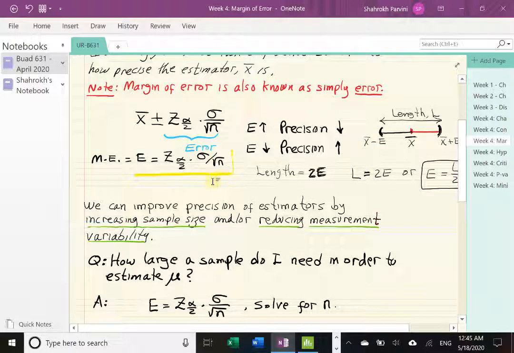Now, just like the length of the confidence interval, we can see what affects the precision here. As your error increases, your precision drops. As your error decreases, your precision goes higher, means you're more accurate. There's a technical difference between accuracy and precision, but anyway, it means your estimate is more precise. That means the variability is actually lower in your estimation. That's what precision is. Think of precision as variability.